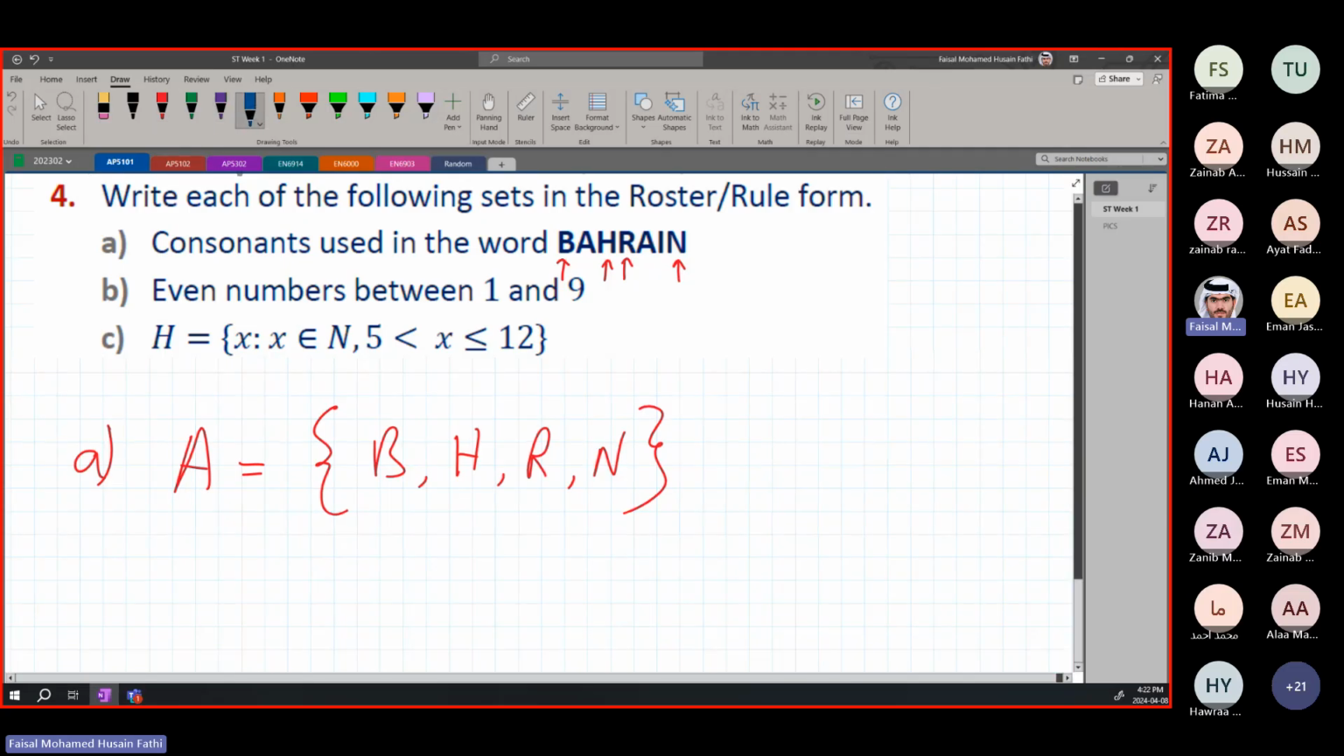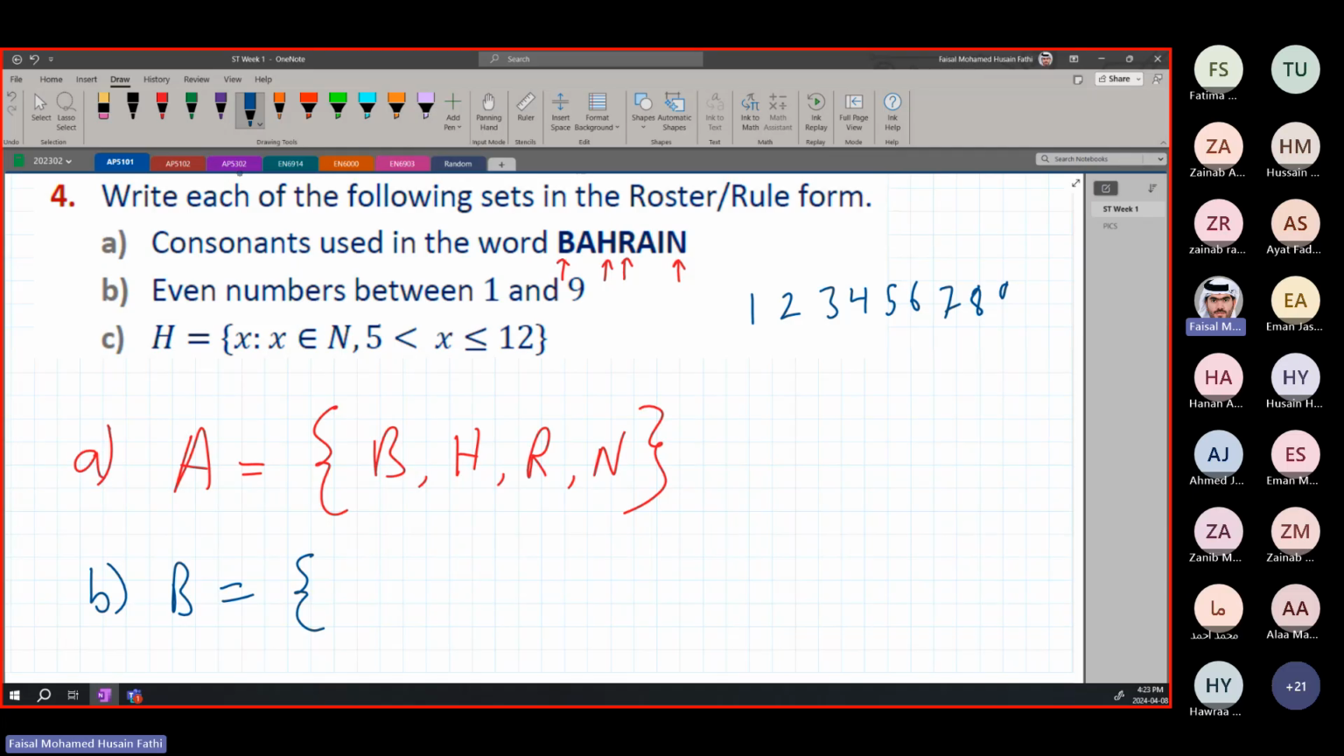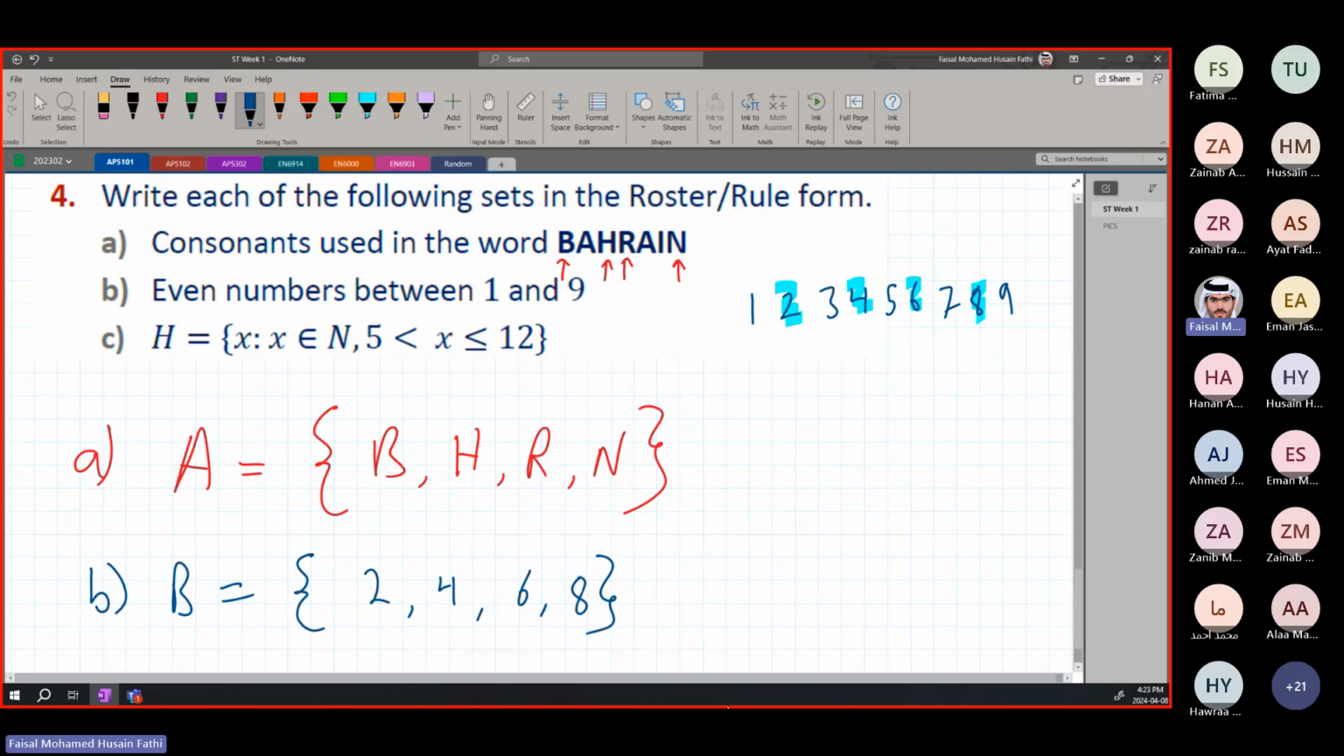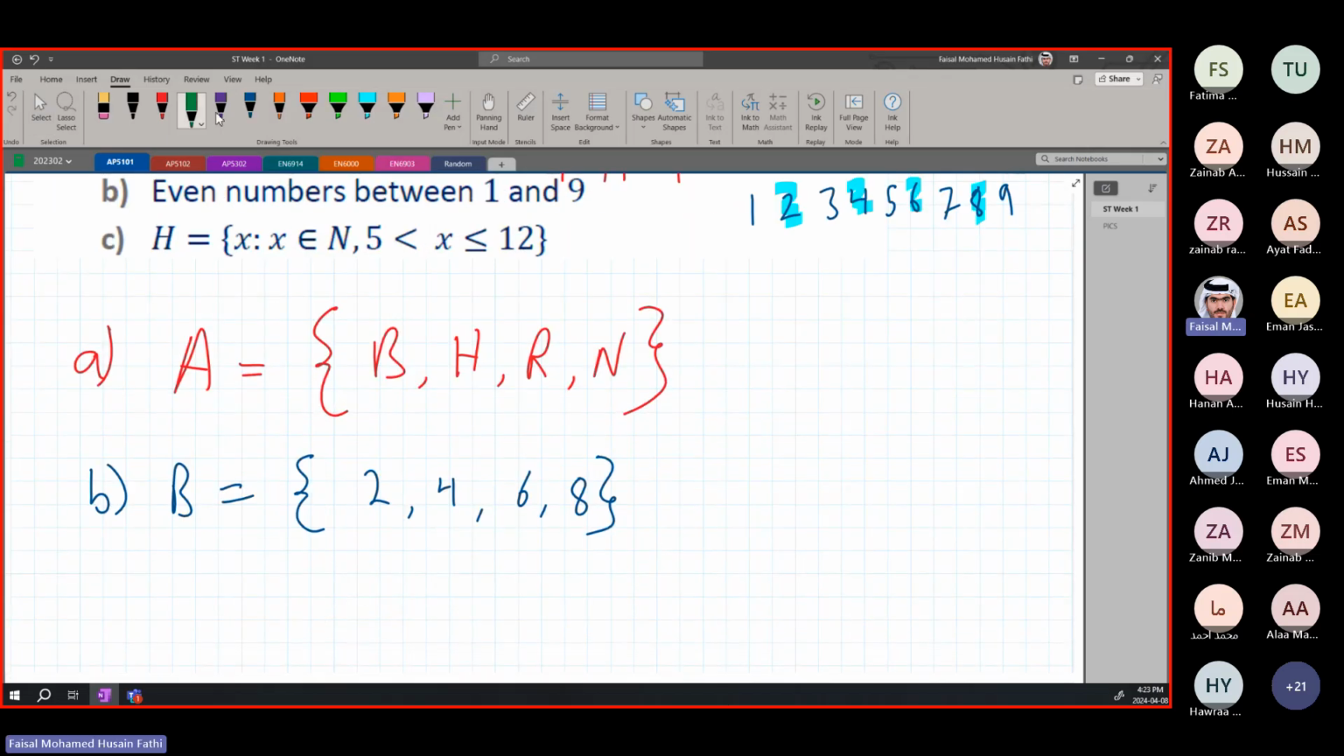And then for B, even numbers between 1 and 9. So B is all the even numbers between 1 and 9. We're going to write them down: 1, 2, 3, 4, 5, 6, 7, 8, 9. We look at only the even numbers. So what are the even numbers? We have 2, 4, 6, and 8. These are the only even numbers between them. So the answer is {2, 4, 6, 8}. Okay? Now the last one is the most important one, C.